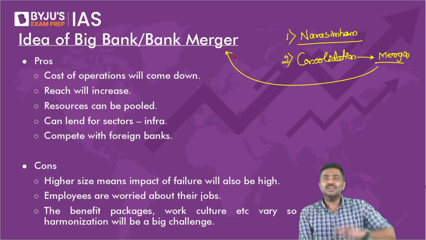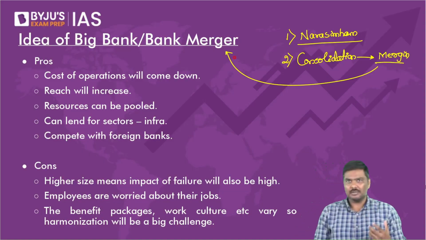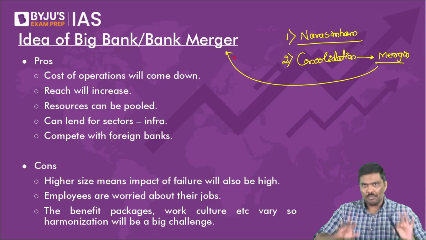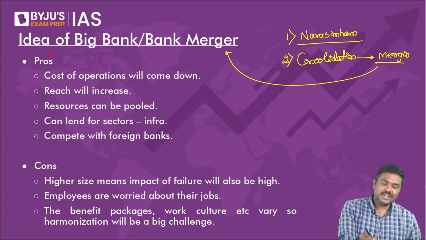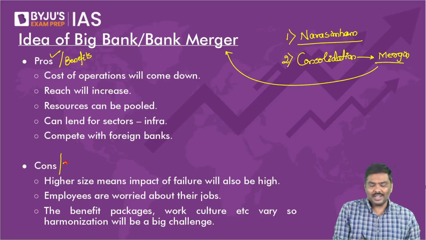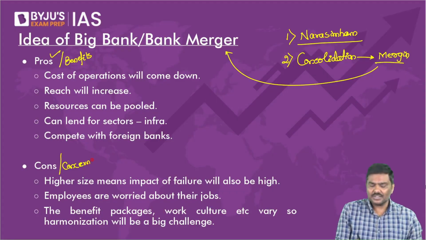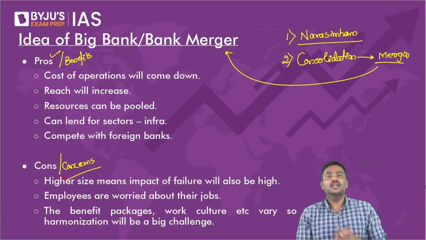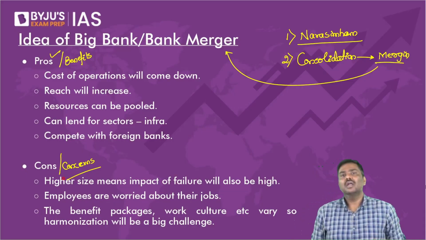By merging many of these public sector banks. Now, what is this idea of a merger of public sector banks? Point number one. Let's go point by point. Let's understand what are the benefits that the Government of India is trying to derive from the merger and what are the concerns or the disadvantages regarding such a policy. Let's try and understand both the sides of the argument.